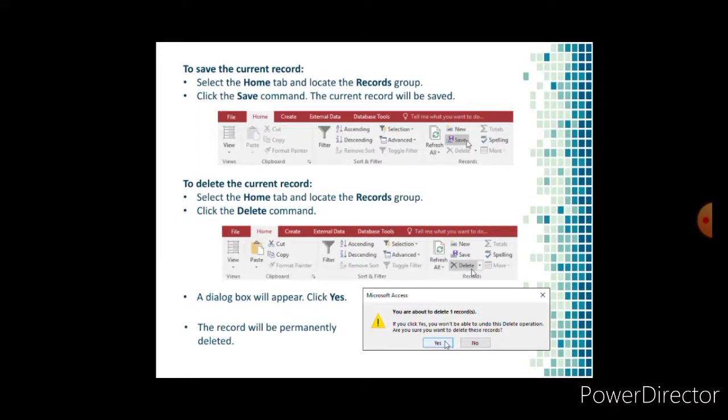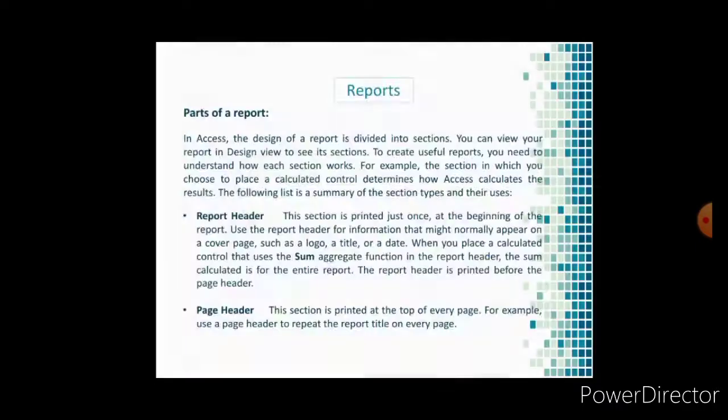And another is to delete the current record. Select the Home tab and locate the records group and then click the delete command. A dialog box will appear. Click yes. The record will be permanently deleted. And another topic is reports.